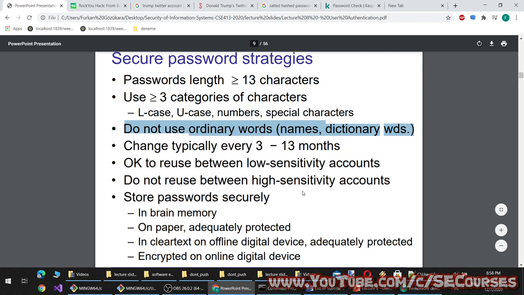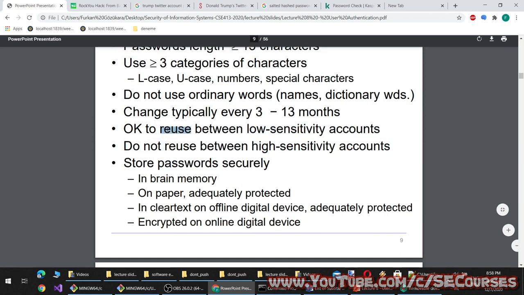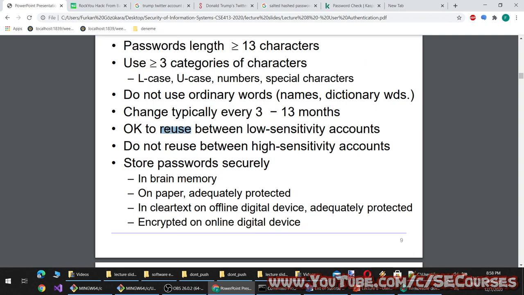Do not use ordinary words, names, dictionary words. Change typically every 3-13 months. Okay to reuse between low sensitivity accounts. This reuse means that, let's say you are registering different e-commerce websites and you are using the same password. So if one of them gets hacked, the hackers can access your other e-commerce website accounts as well by using the same password. Therefore, you should use different passwords for each sensitive website.